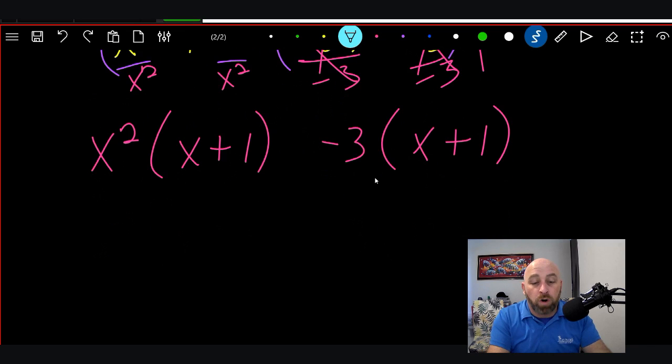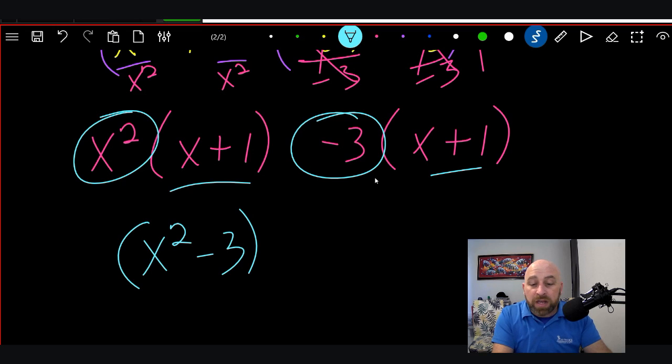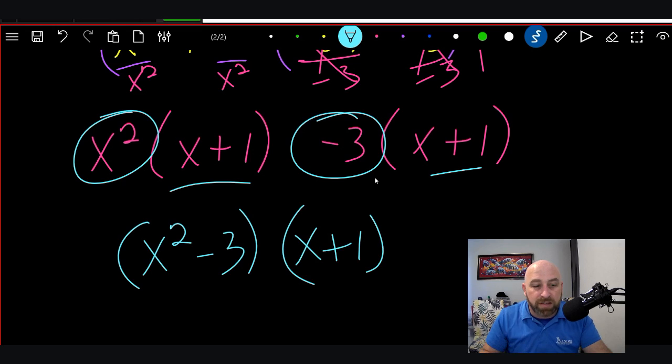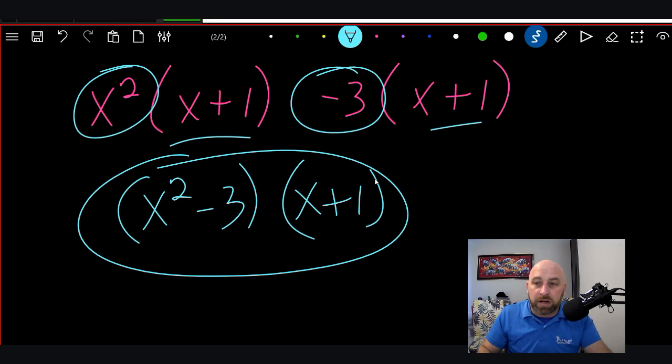All right, what are we left with? Well, we're left with that, so we put that together. Okay, so that's one factor. And then we have common factors right there, and so we have an x plus 1. That is our common factor. So there we go. There's your answer right there.